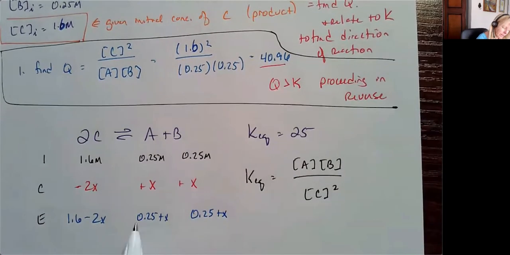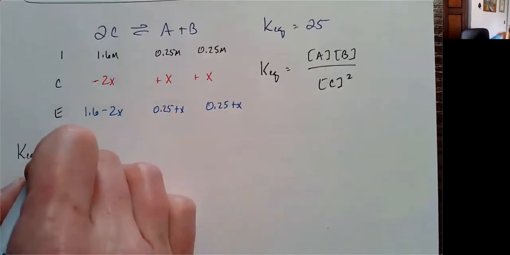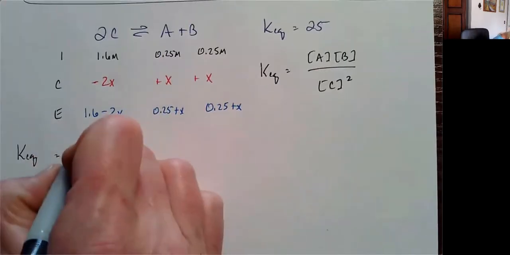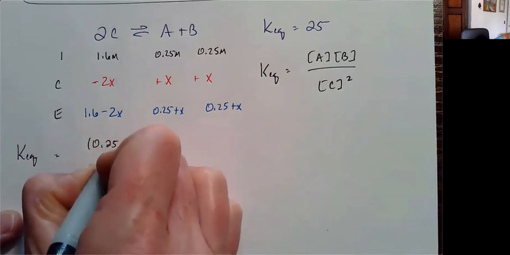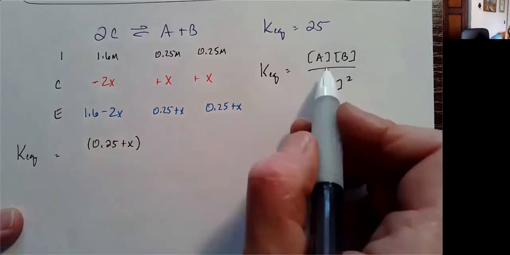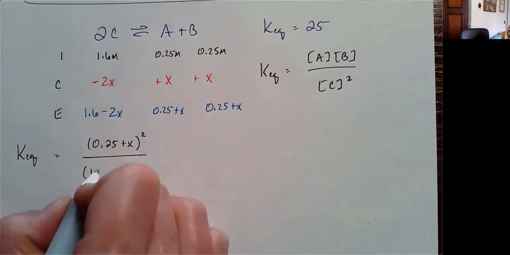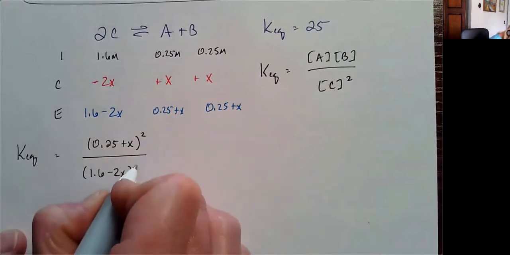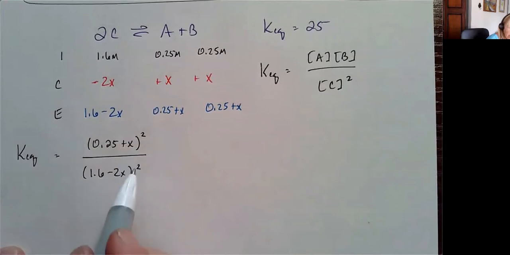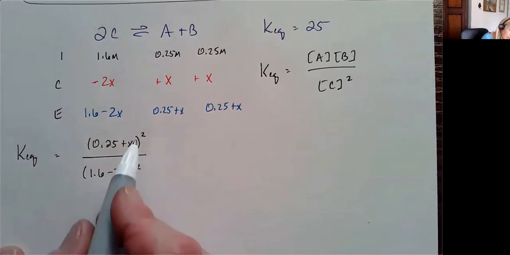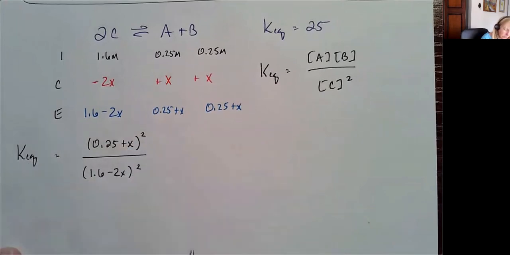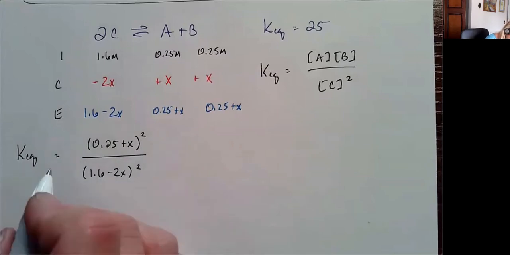I'm going to plug those into my mass action and solve for x. Keq is now going to be equal to 0.25 plus x, and I have 2 of them, so I'm just going to square that, over 1.6 minus 2x squared. And so now I can do the same thing that I did before, where I can get rid of these squares by taking the square root of K equilibrium.